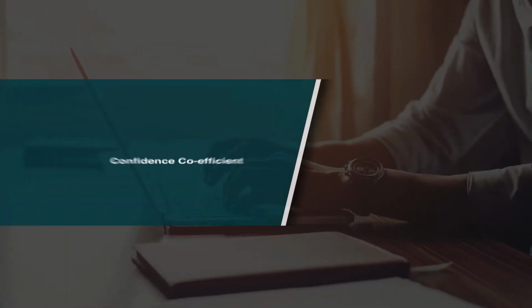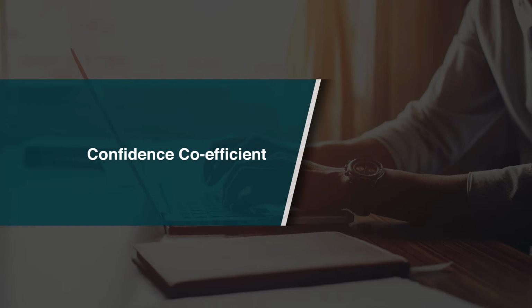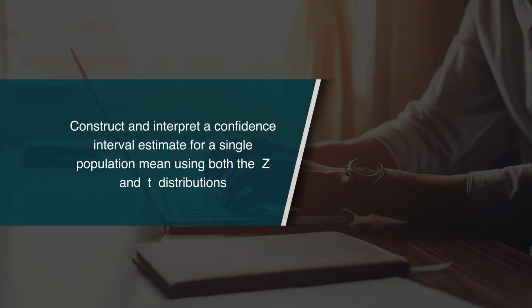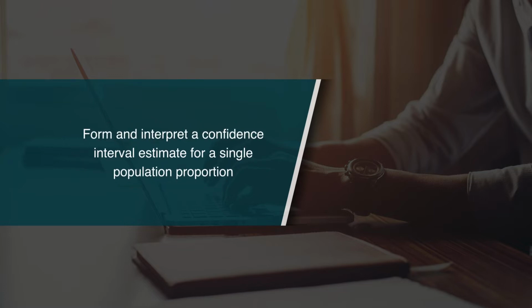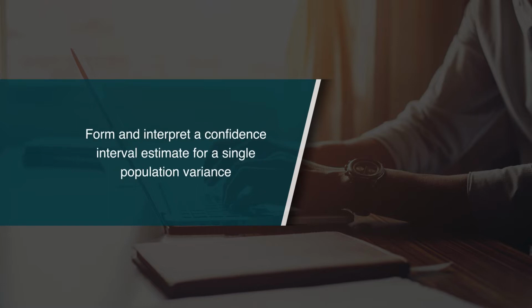When we talk about confidence, this is a very important aspect, because the confidence level provides a researcher a platform to know more about and interpret the estimate for a single population proportion. So construct and interpret a confidence interval estimate for a single population mean using both the Z and T distributions. Form and interpret a confidence interval estimate for a single population proportion. Form and interpret a confidence interval estimate for a single population variance. This we are going to cover in the coming sessions.